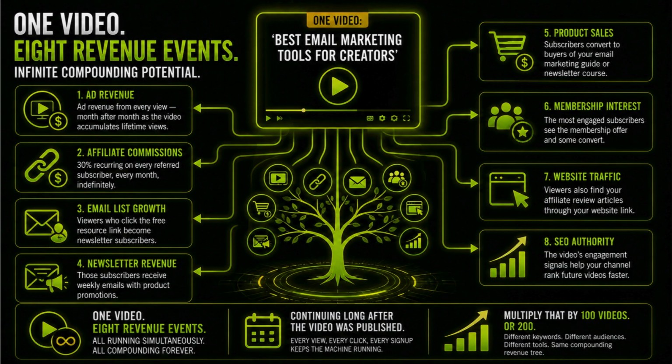Now multiply that by 100 videos, or 200. Each video is a different keyword, a different audience segment, a different set of affiliate tools, but each one generates the same type of compounding revenue tree.